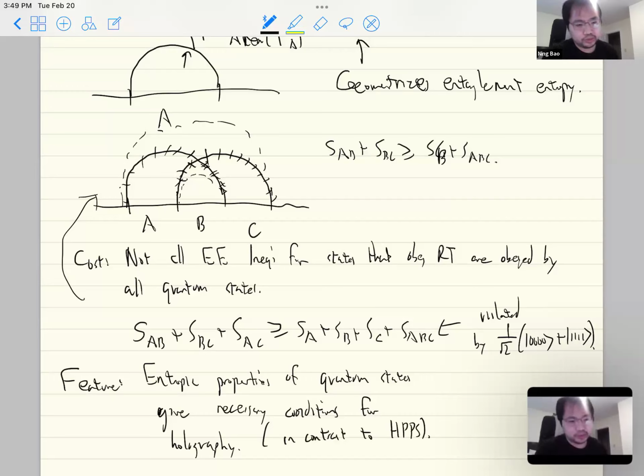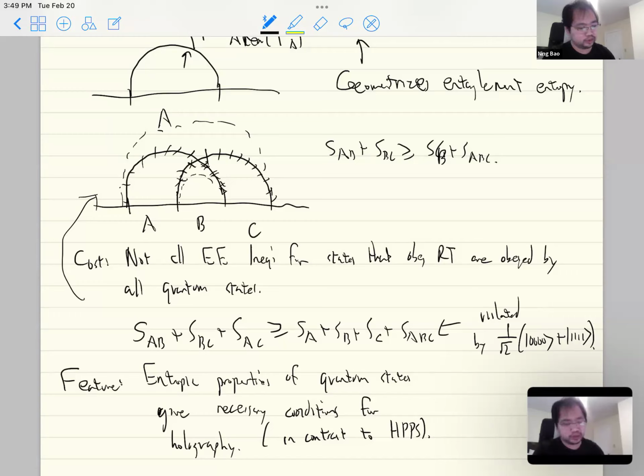What I mean by that is that there are two different ways of thinking about necessary conditions for holography. You can take HPPS, which are conditions on the theory. So they tell you that the theory needs to have a sufficiently large central charge and a sufficiently sparse low energy spectrum. But these are also necessary conditions, but they're agnostic of the theory. They only care about properties that can completely be derived just given the state without knowing the Hamiltonian at all, or the Lagrangian at all.